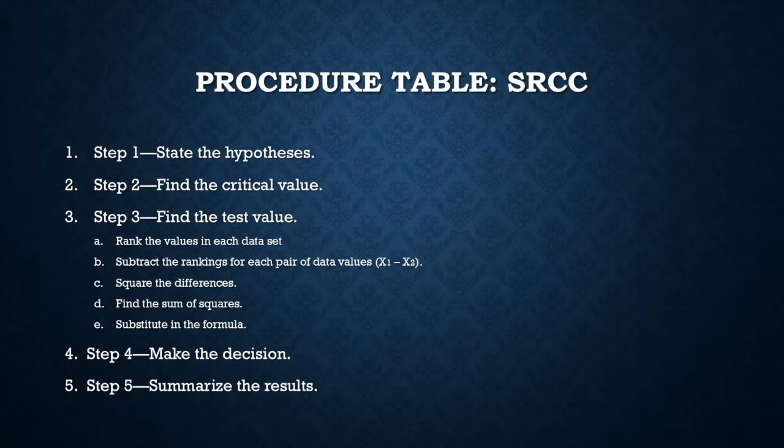Looking at the procedure table, the first step is to state the hypothesis. The second step is to find the critical value. Step 3, we want to find the test value. To find the test value, we make a table. The first step in that table is to rank the values in each data set, then subtract the rankings for each pair of data values, x1 and x2. You then square the differences, find the sum of the squares, and substitute that into the formula. Step 4 is to make the decision, and step 5 is to summarize the results.